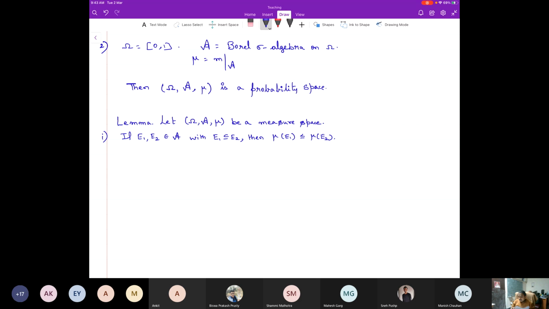Yes. How does it follow? We get E3 such that E1 union E3 is equal to E2. What is E3? Since A is a sigma algebra, we can get E3 as E2 intersection E1 complement. That's it, done. That should tell you.